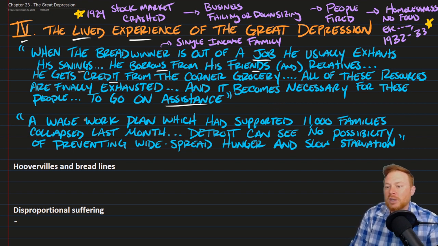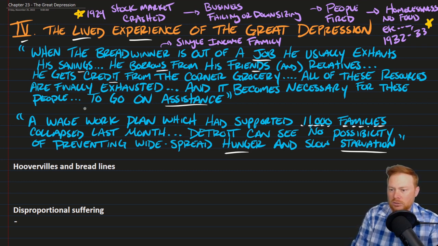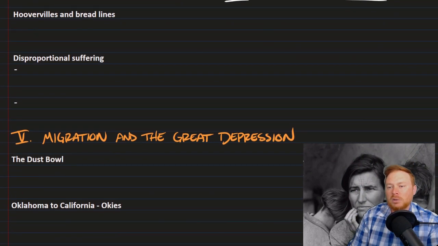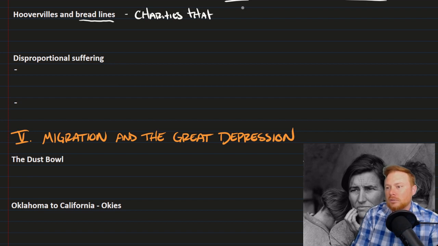Another quote says, "A wage work plan which had supported 11,000 families collapsed last month. Detroit can see no possibility of preventing widespread hunger and starvation." So here we see the clear impact of downsizing. This one it looks like a work plan which was canceled, and how that leads to hunger and starvation. So Americans had to deal with this economic downturn in many ways. We'd mentioned earlier bread lines and soup lines. Charities that sought to feed Americans.